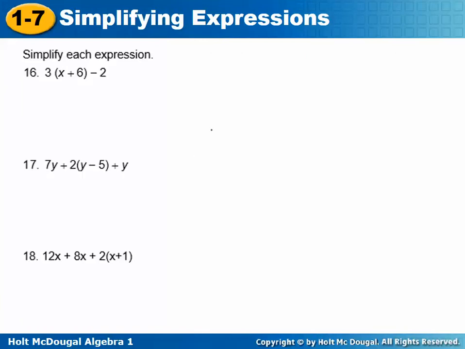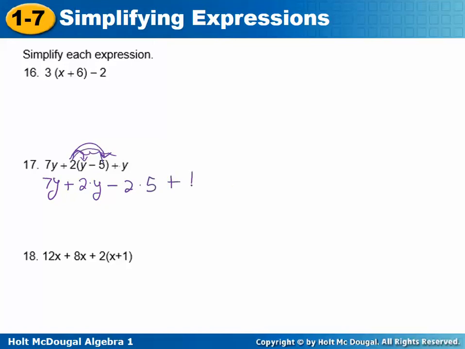Let's look at number 17. So we start by looking through, and what we're going to do is the distributive property first right over here. So we're going to take 2 times y, and then we're going to take 2 times negative 5. So I rewrite the 7y right below it. Then I multiply 2 times y. Then I have a minus sign here, so you write minus here, and then 2 times 5. So that's the distributive property there, and then the plus.